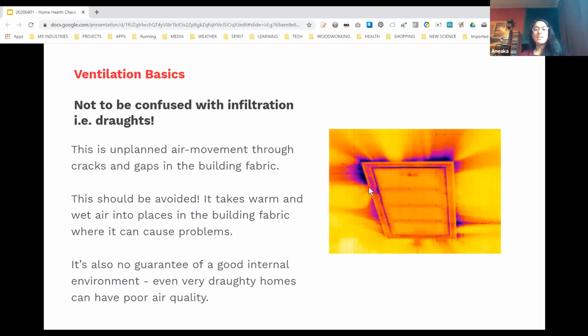So it's important really to make our homes as airtight as possible and reduce these areas where drafts come in and out, and then consider a controlled form of ventilation.